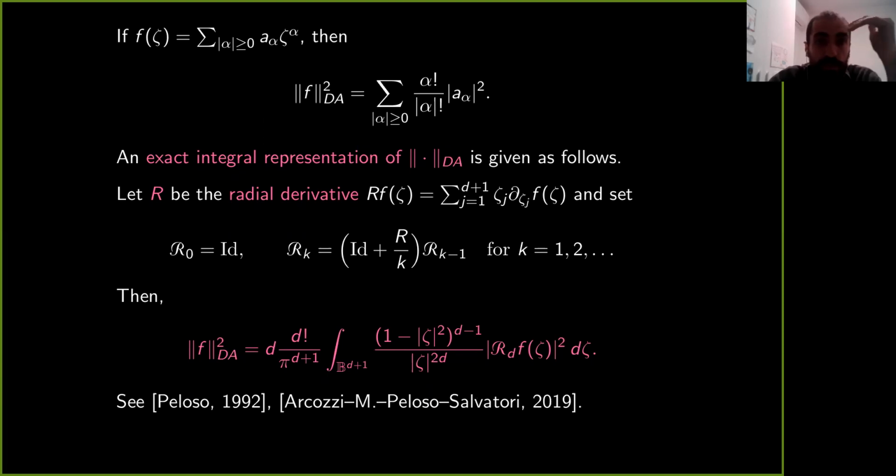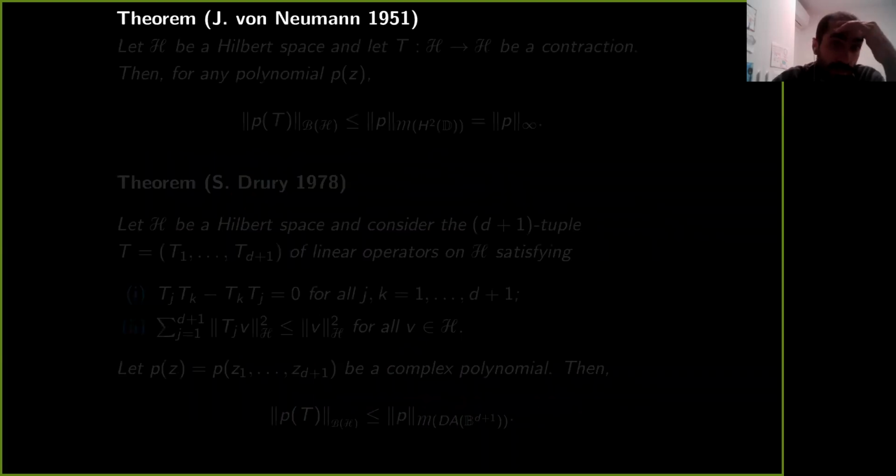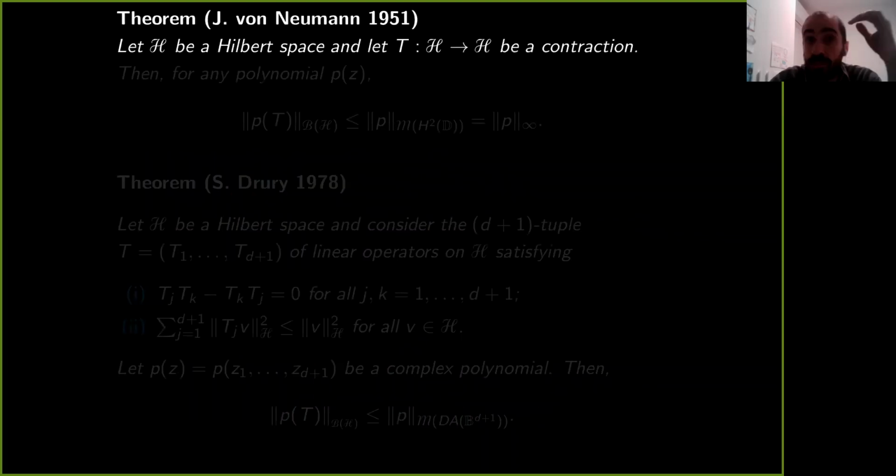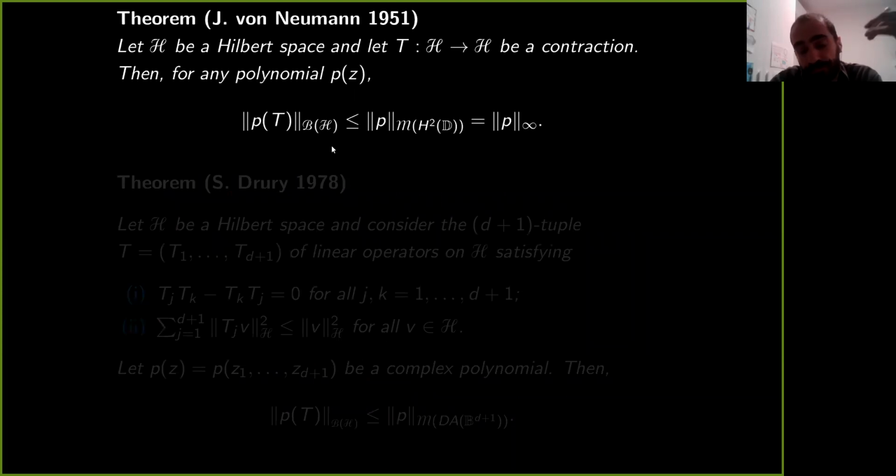So now, let me recall the von Neumann inequality. If H is a Hilbert space and T is a contraction from H to H, then we know that for any polynomial P(z), the operator norm of P(T) is controlled by the norm of the multiplier operator associated to the polynomial P as a multiplier on the Hardy space, which coincides with the L infinity norm of P.